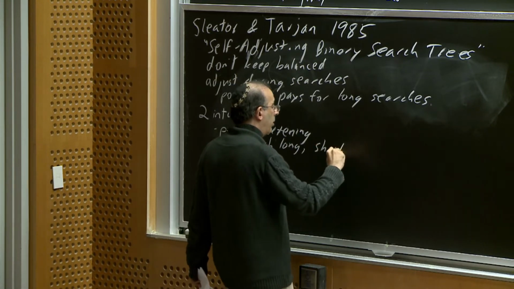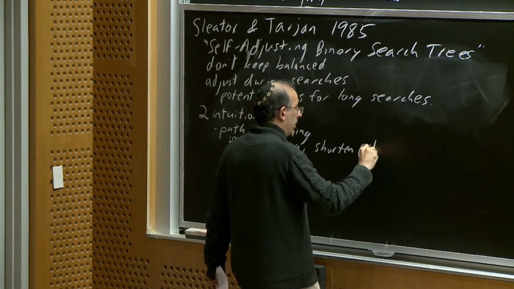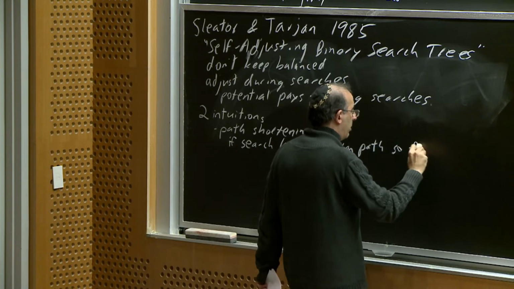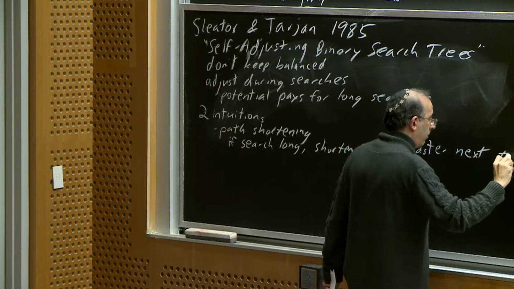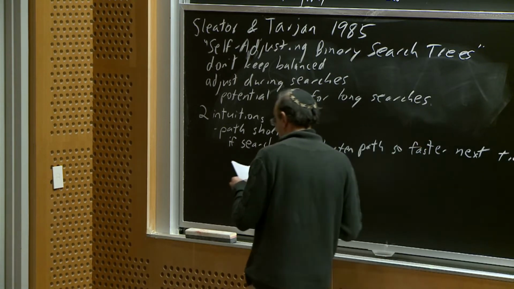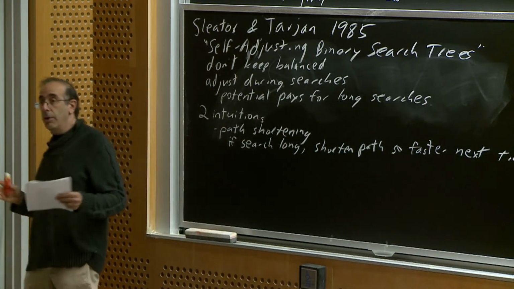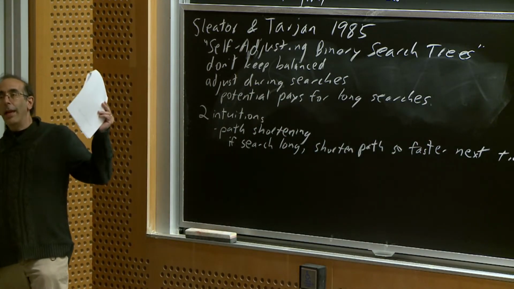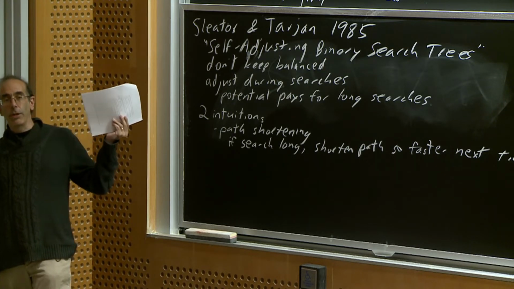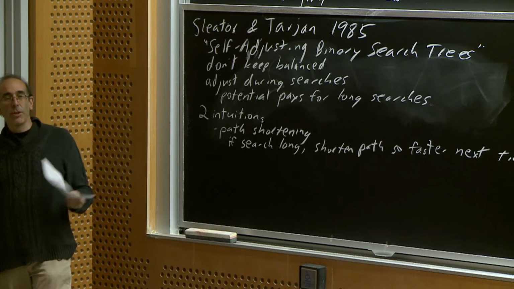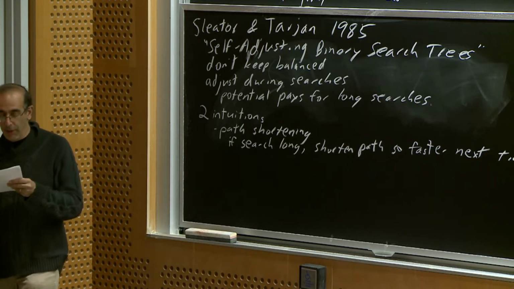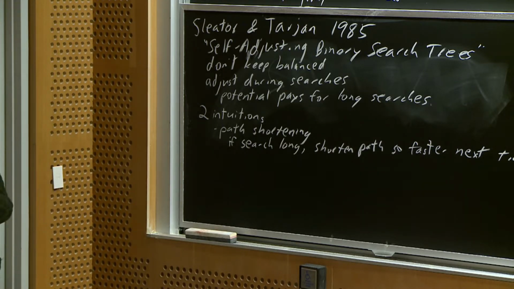If the search is long, you can shorten the path so it's faster next time. And intuitively, you can think of the length of the path as a kind of potential, and shortening it is releasing potential, which pays for the cost of doing the search.